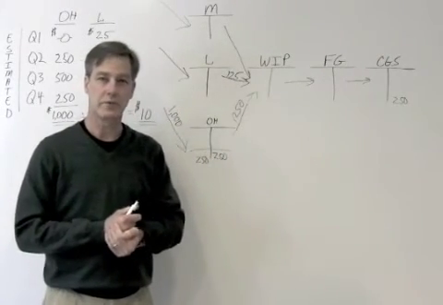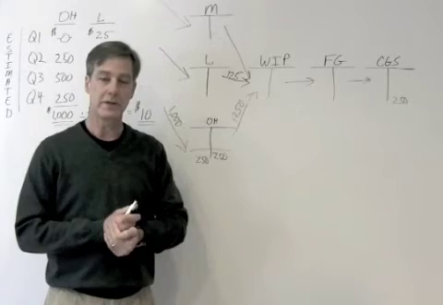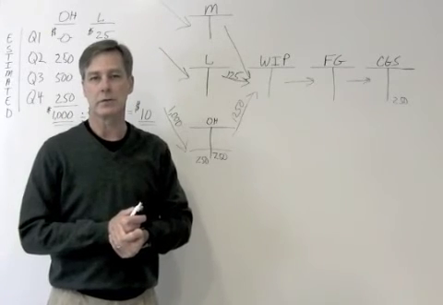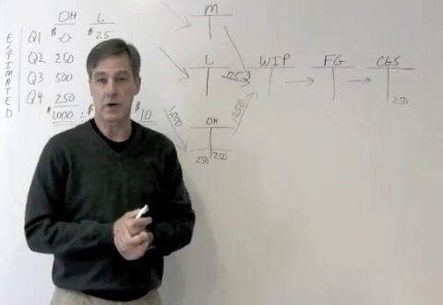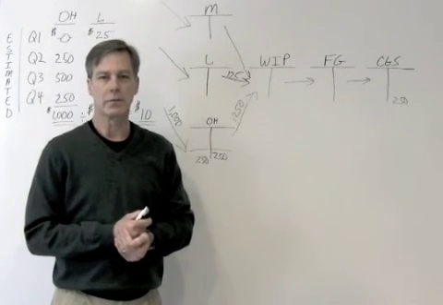Traditionally, this is how we've allocated overhead, based on direct labor, either direct labor dollars, that is the cost of direct labor, or on the number of hours.